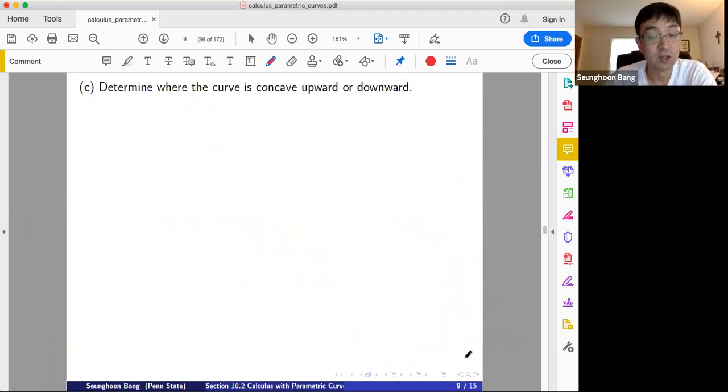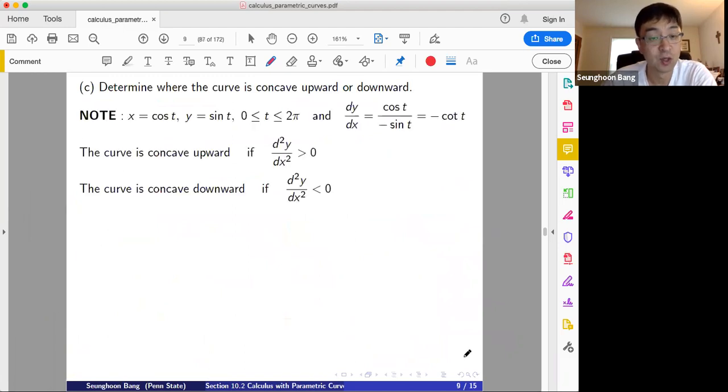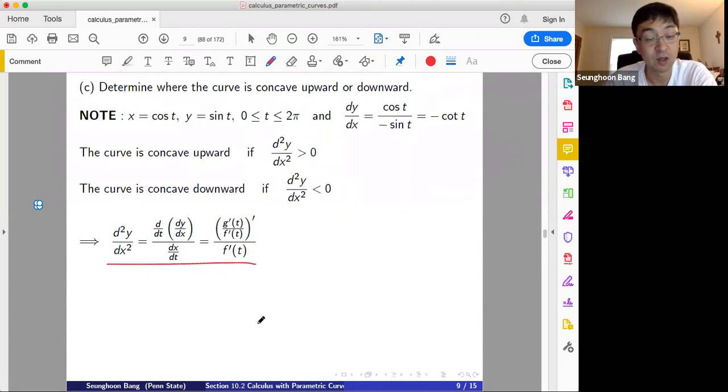The next one. Determine whether the curve is concave upward or downward. We can use this rule. We already have x equals cosine of t, y equals sine of t. dy over dx is cosine t over negative sine of t, exactly the same as negative cotangent of t. The curve is concave upward when d squared y over dx squared is positive, and concave downward when the second derivative is less than 0. How can you find the second derivative? You can use this rule from the previous one, d squared y over dx squared.